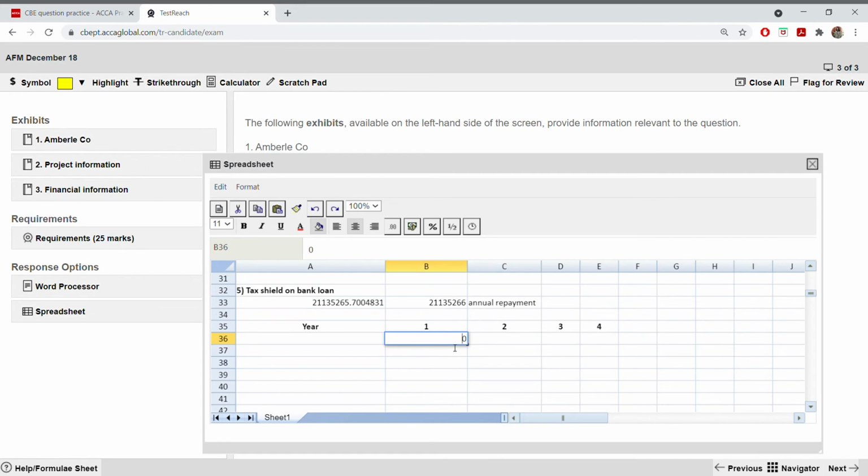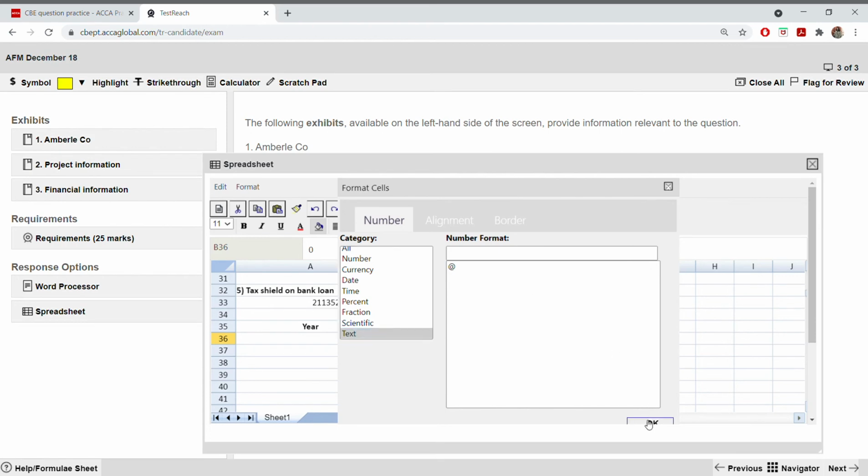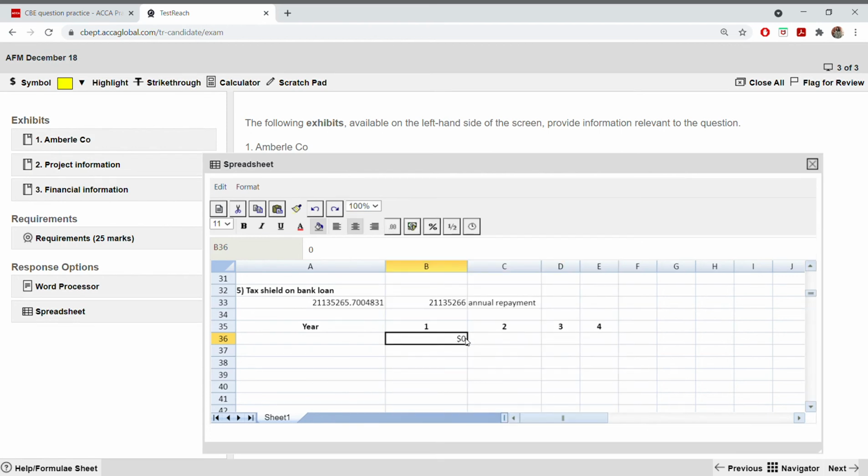Okay, what you can do is write it in text. So format cells and write it in terms of text. If you write $000, it's not showing. So what you will do is write dollar, then put a comma, and then write 000. Just put a comma or some sign in before, otherwise it will take it in terms of dollar.